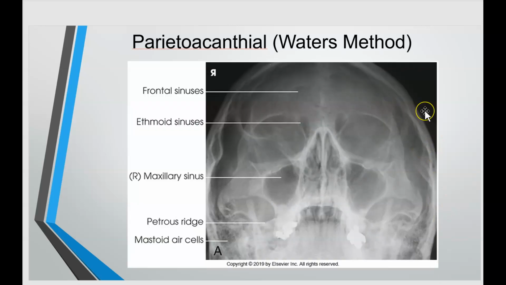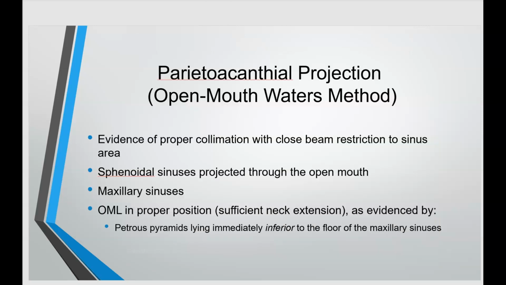Another view of the Waters. Okay, here's your frontal. Here's some ethmoids. Here's your maxillary. Okay, your petrous ridges are well below the maxillary floor. Okay, this even has your mastoid air cells here from your temporal bones. That's nice. Okay, make sure you know this anatomy. You'll see that picture again without any labels, and we're almost done here.